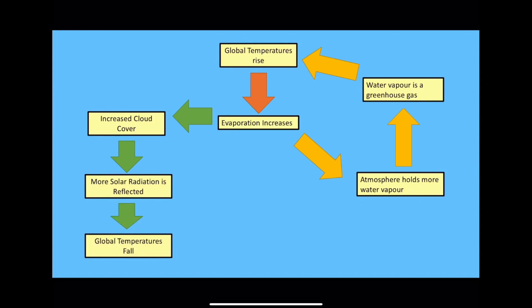So you need to figure out which of these is positive and which is negative. Which one is leading to more change and which one is leading to a reversal or a cancelling out. So this one on the left is the negative feedback loop. It's cancelling out, whereas the positive feedback loop is getting more and more extreme. So this one on the left, you can keep adding points, if you like, so that it goes all the way back to global temperatures rise.